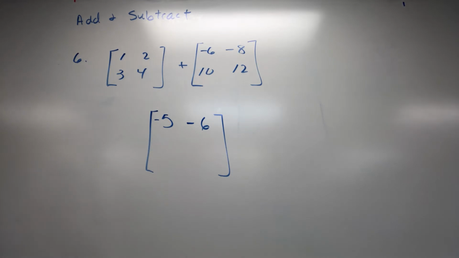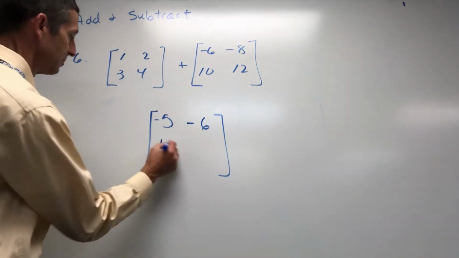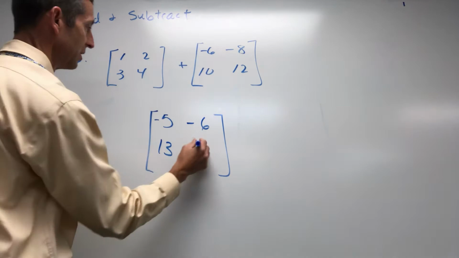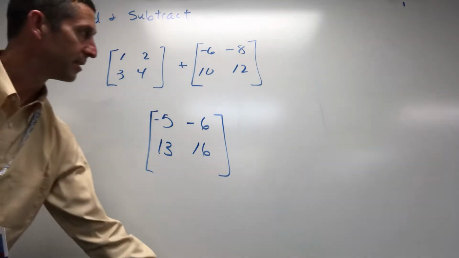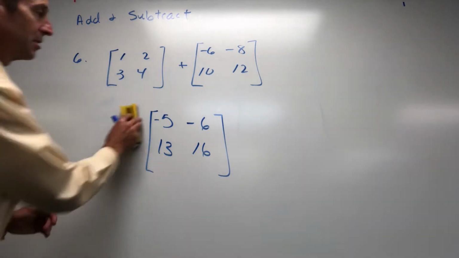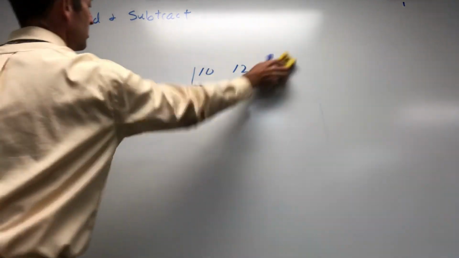3 plus 10, that's going to be 13. 4 plus 12, that's going to be 16. All right. As long as they're the same size, you can add and subtract them. Let's do another one of those.